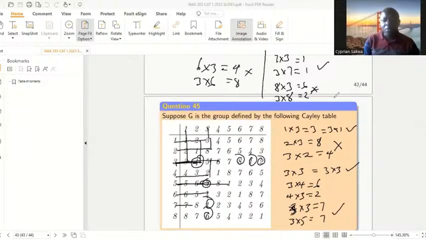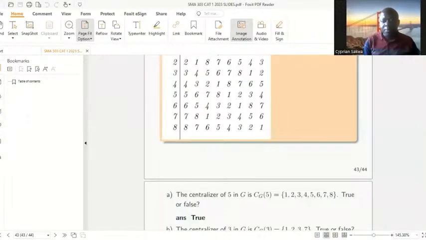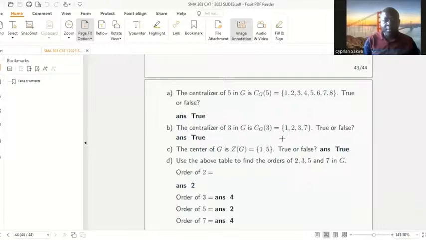So the centralizer of 3 with respect to G are the elements which commute with it, which is 1, and we've seen 3 itself. We've seen this was 5, and we've seen 7. And so that is what the question has given us. That means it's true what has been given, the centralizer of 3.